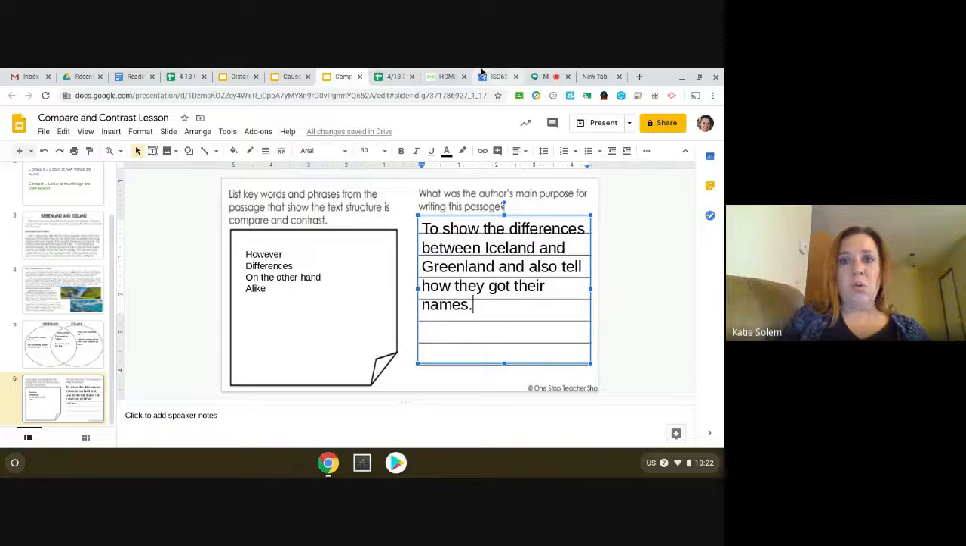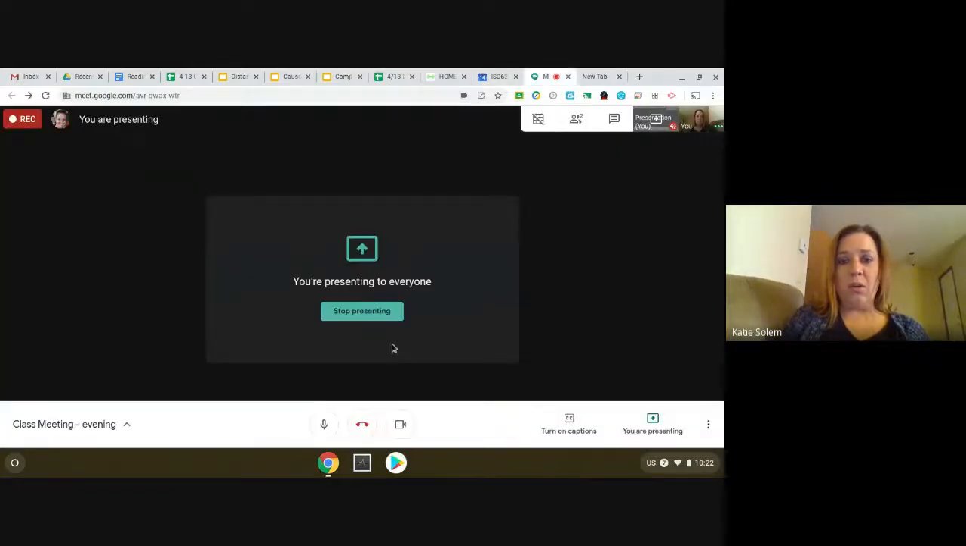Now I'm going to close out of present mode here. What you're going to be doing for your practice is you have an article about schools on your learning board that I'd like you to read. Then you're going to go into Seesaw and complete the compare and contrast activity, just like I did on the slides, where you'll fill out a Venn diagram and list some words that helped you know it was compare and contrast, and also identify what you think was the author's main purpose for writing this.